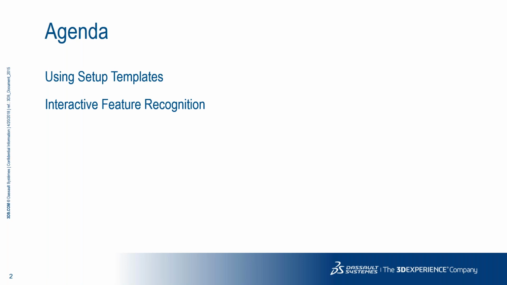Let's take a look at our agenda for the next 55 minutes. We're going to take a good hard look at using setup templates to help automate the setup of our CNC programming environment. Next, we're going to look at interactive feature recognition inside SOLIDWORKS CAM and how it's so non-traditional compared to other CAM programming systems. Next, we're going to look at the big, incredible power behind automatic feature recognition. Again, very different than other CAM systems.